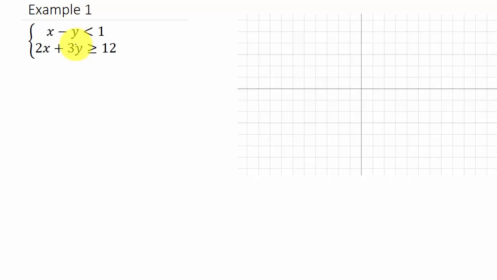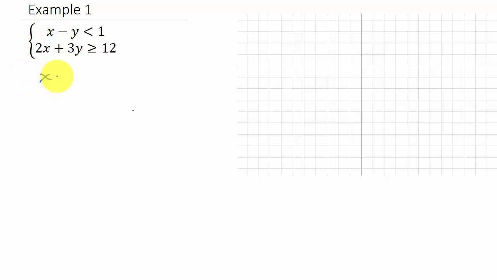I might do another video later on systems of linear inequalities, but for right now I'm just going to do this one. Alright, so what we want to do is take each one of these and graph them on the coordinate system. Okay, so let's take the first one.